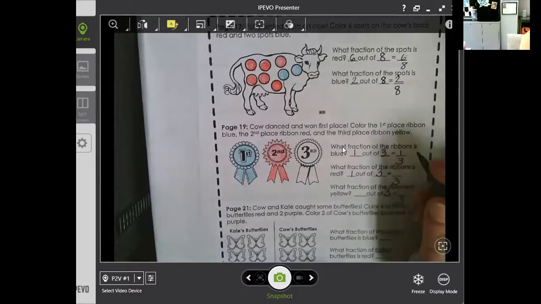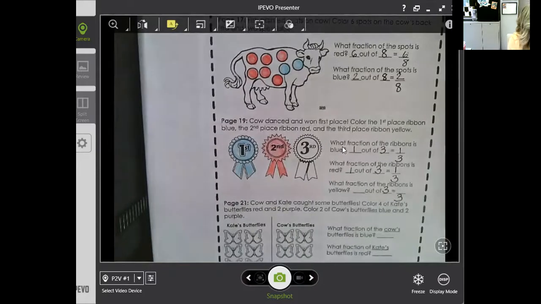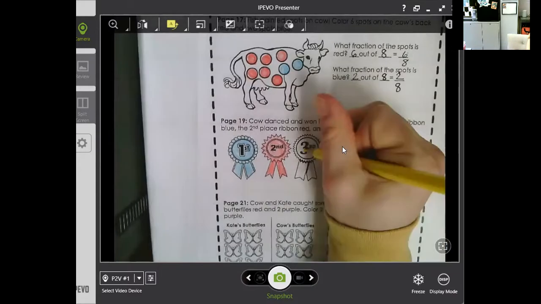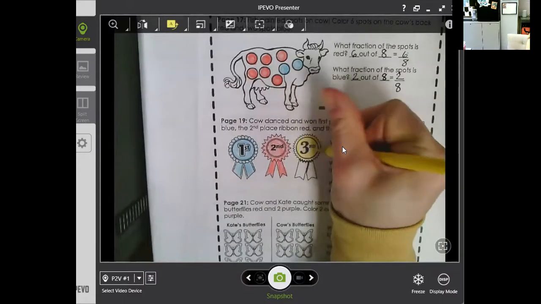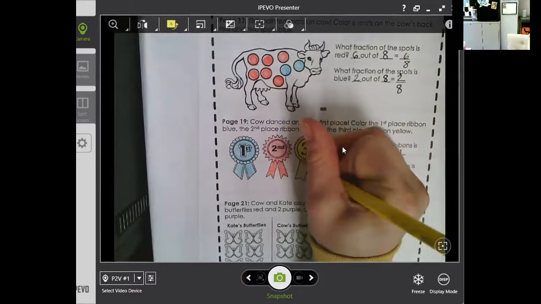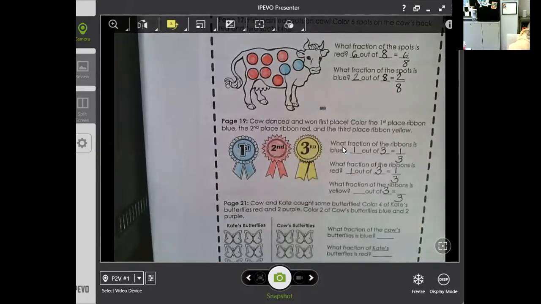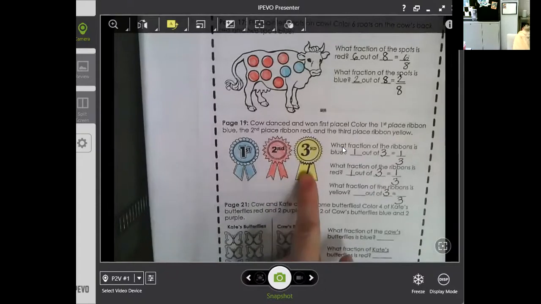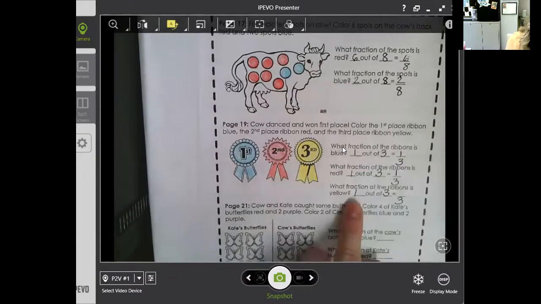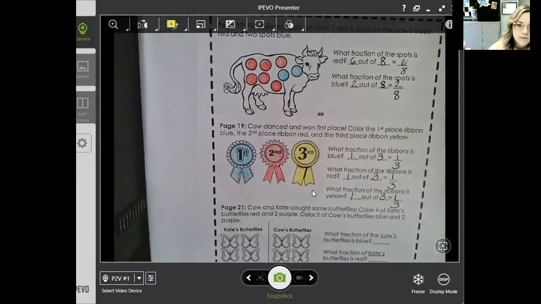Excuse me, I really needed my coffee. 1/3 of the ribbons are red. The last ribbon color was yellow. Third place received a yellow ribbon. Okay. So out of the 3 ribbons, I only have 1 that is yellow. 1 out of 3, or 1/3. And pause if you need to.